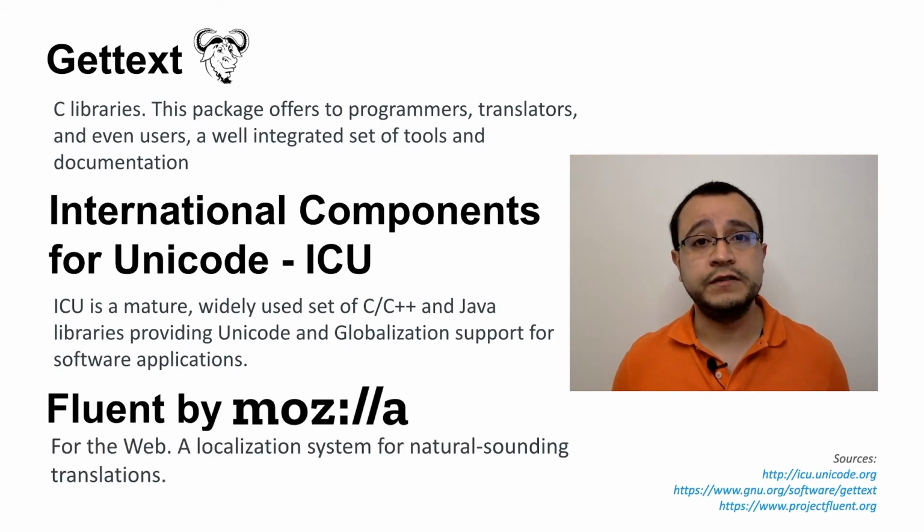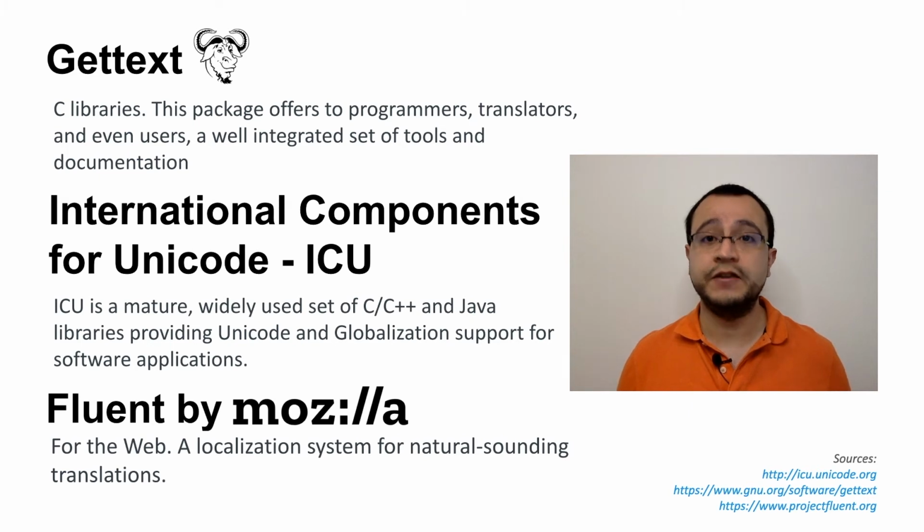Finally, we have Fluent, a system created by Mozilla aiming at the web and used internally for their Firefox project. As they call it, a localization system for natural-sounding translations. All these systems and tooling rely on the CLDR data maintained by the Unicode consortium. They have solved problems found in the previous ones, and you can find many different blog posts talking about these systems and their strengths and the problems they solve. Let's talk about some of them.